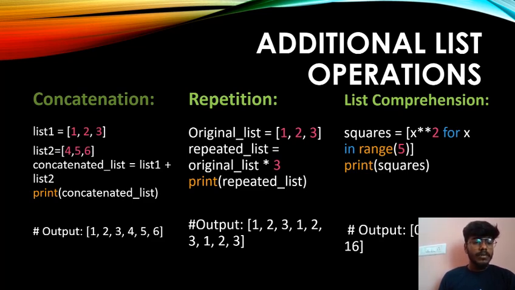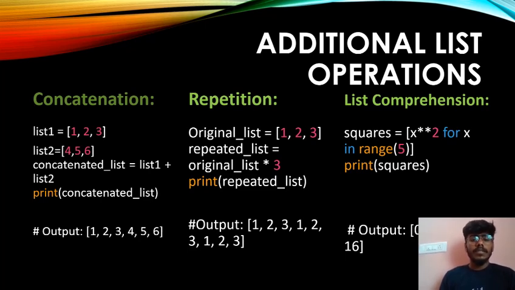One example is here. list1 = [1, 2, 3], list2 = [4, 5, 6]. Concatenated list means combining the two lists, and that means list1 + list2. Then print the concatenated list. The output is [1, 2, 3, 4, 5, 6].